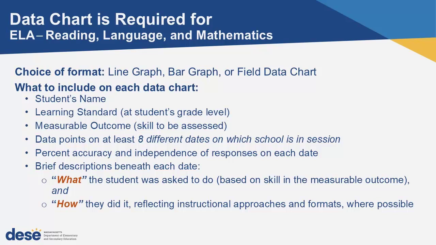The data points are going to have at least 8 different dates in which school was in session. So 8 dates you're going to do between now and when it's turned in March. And then you're going to have the percent accuracy and independence of those responses on each of those dates. And we'll talk about accuracy and independence, I promise. And then, as I just said, those brief descriptions underneath each one are going to have what the student was asked to do and then how they did it.